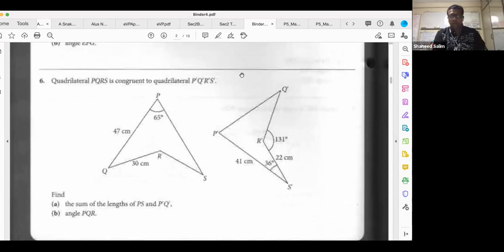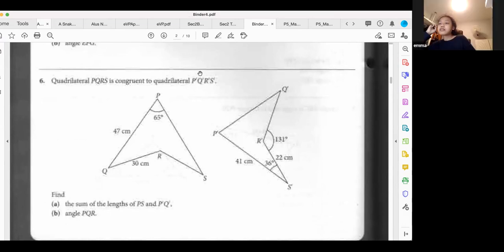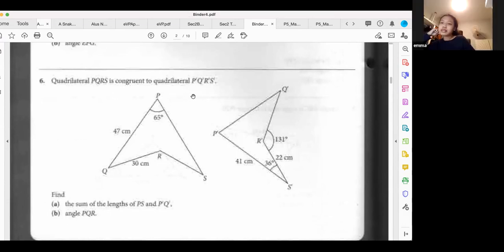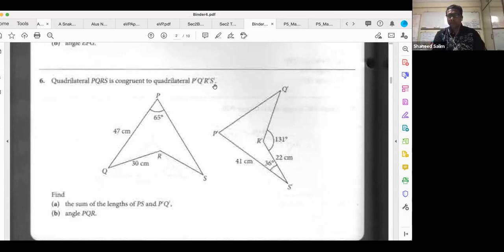What does your teacher call this? Is it P prime, Q prime, R prime, or theta, or what? Do they call this PQRS? He only says PQRS, so you just say PQRS also. Some people will call it P prime, Q prime, R prime, S prime, or theta or something.